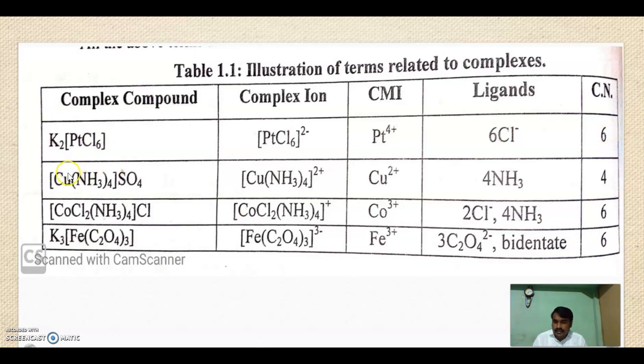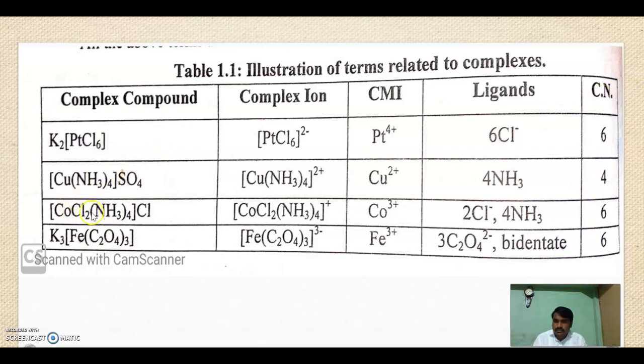In another example, Cu(NH3)4 SO4. Here the complex ion is Cu(NH3)4 2 plus. The central metal ion is copper plus 2. The ligand is 4 NH3, that is 4 moles of ammonia, and the number of ligands is 4, so the coordination number is 4.